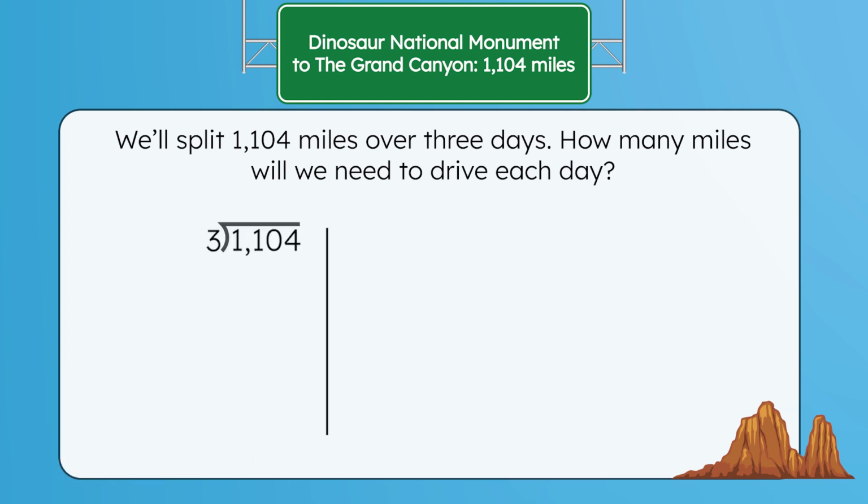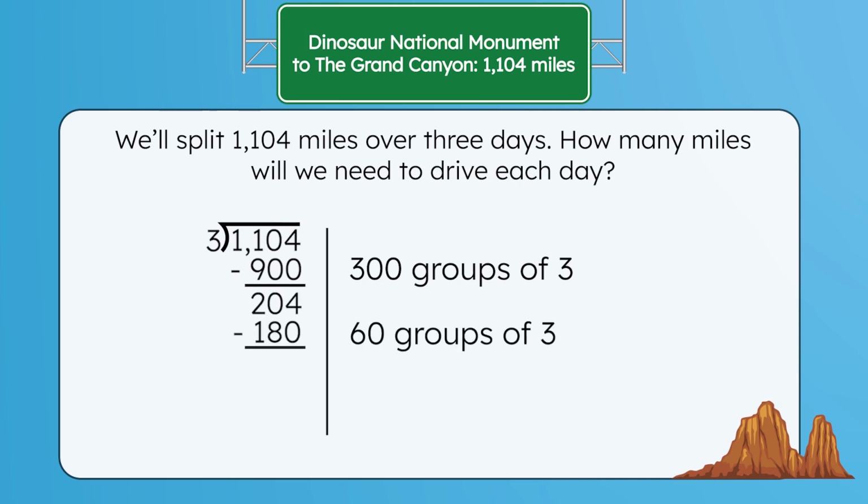Remember, you can choose the multiples of 3 that you want to work with, so you might have subtracted different groups of 3 than I did. And that's totally okay. I started by subtracting 300 groups of 3, which is 900. 1,104 minus 900 equals 204. Then I subtracted 60 groups of 3, so 204 minus 180 equals 24. Next, I subtracted 8 groups of 3, so 24 minus 24 equals 0.